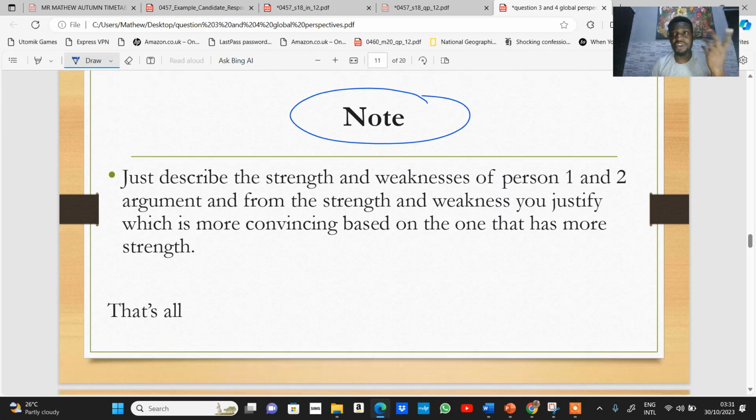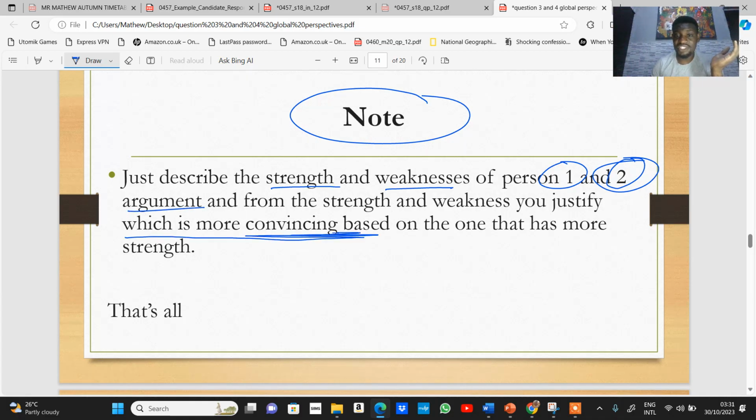Now, before you get to answer question number 3, you must have done question number 2. And in question number 2, you look at the strengths and weaknesses of a particular claim. So just describe the strengths and weaknesses of the first person's and the second person's argument, and from their strengths and weaknesses, you justify which is more convincing. That is all you need to do to get the 15 marks.